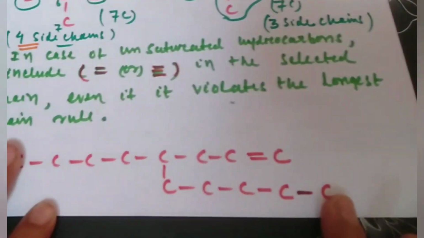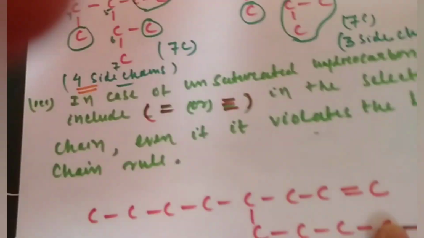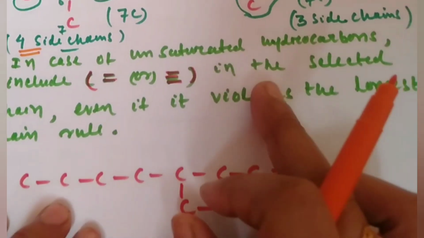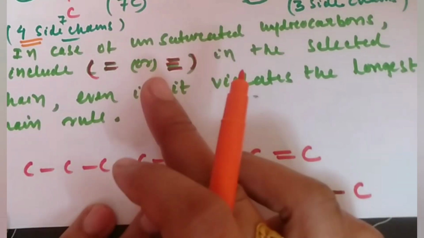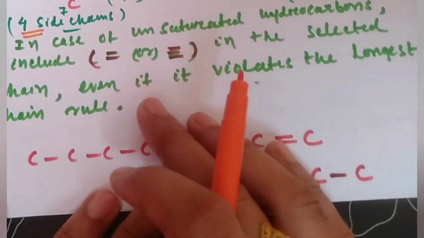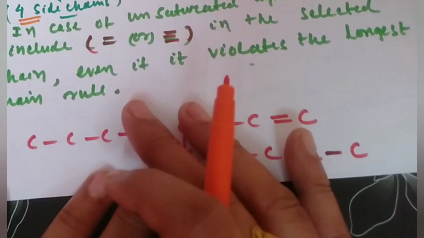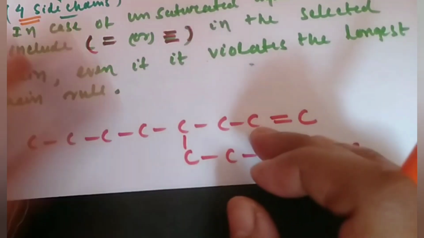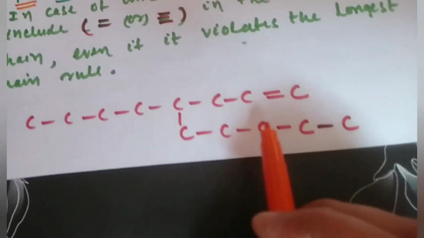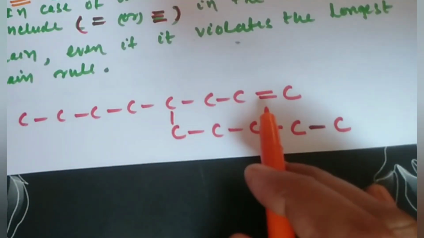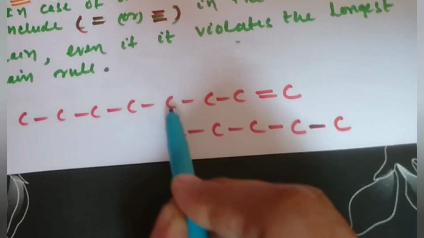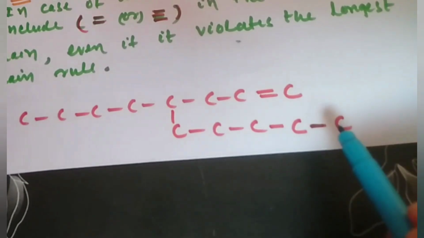Similarly, next is in case of unsaturated hydrocarbons. Unsaturated means the presence of multiple bonds, double bond or triple bond, in the selected chain. Then even if it violates the longest chain rule, you have to include the multiple bonds in the chain. Suppose here, this is an example. Here in this compound, one double bond is present. If I proceed from this side, 1, 2, 3, 4, 5, 6, 7, 8, 9, 10, the total is 10 carbon atoms. This is the longest continuous chain.